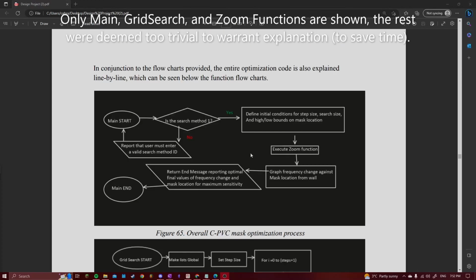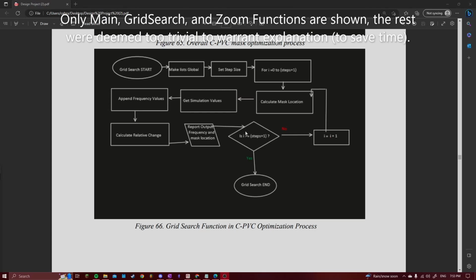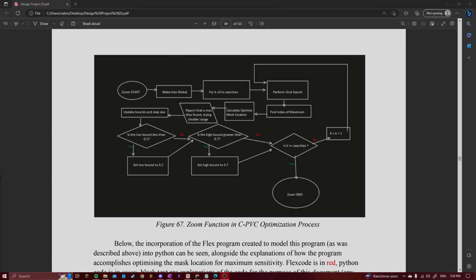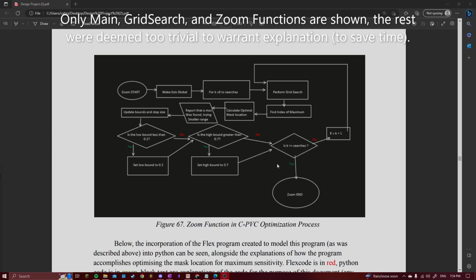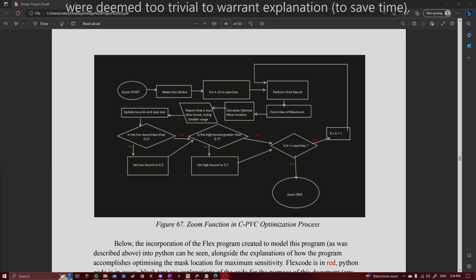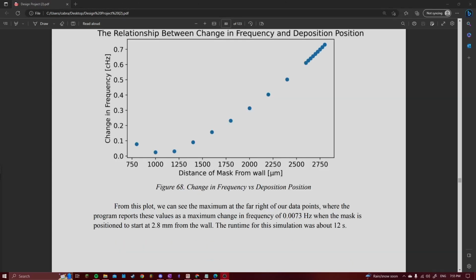Here's the main optimization process for mask location for maximum sensitivity. Here's the grid search flowchart for the frequency optimization, which is the same as the tip displacement one, but with 1 less variable. And this is the zoom function for the frequency optimization, which is the same as tip displacement, but with 2 less bounds to check. Here's the output for the optimization for frequency.